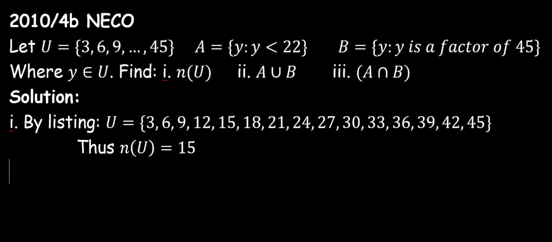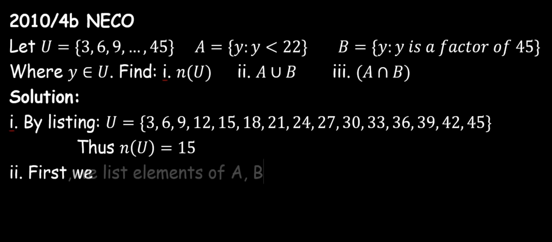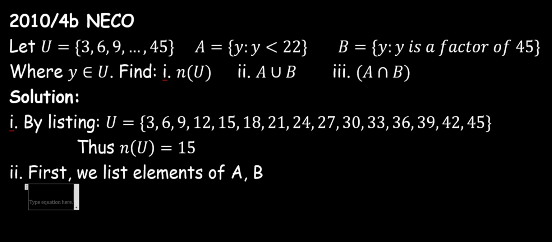Our next question, which is 2, asks for A union B. First, we list the elements of A and B. In this case, A, based on the definition given, is y less than 22. So we are listing all the elements of the universal set that are less than 22, and that is 3, 6, 9, 12, 15, 18, 21.